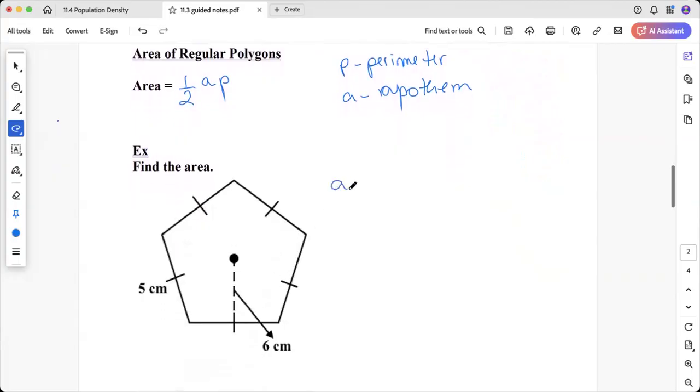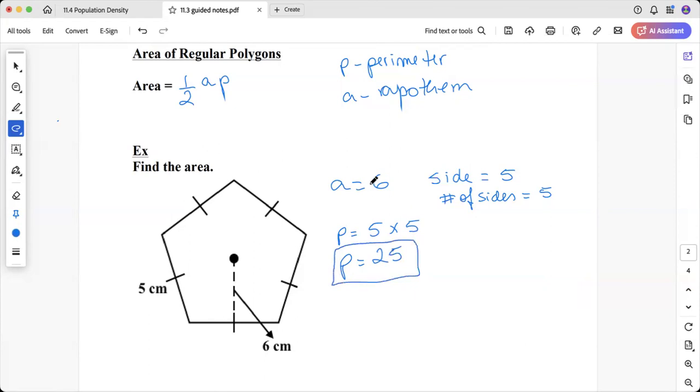Here, the apothem is 6. The side length is 5. I have 1, 2, 3, 4, 5 sides. So the perimeter is going to be equal to 5 times 5. The side length is 5, and the number of sides is also 5, so that's why we do 5 times 5 for the perimeter. Perimeter equals 25.